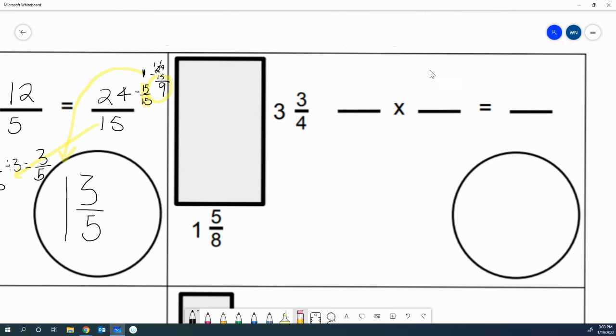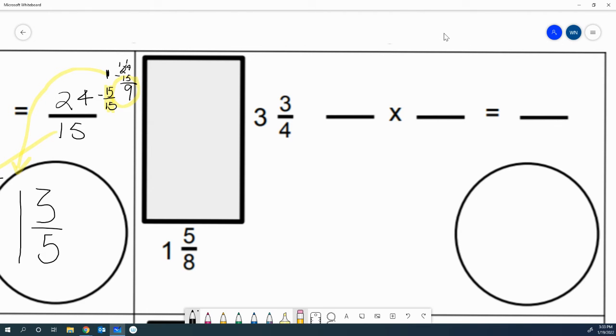Let's do our 1 5/8 times 3/4. So first things first, we are going to take a look at our 1 5/8, and we're going to turn it into an improper fraction. 8 times 1 is 8 plus 5, 9, 10, 11, 12, 13 over 8. Remember, that's how we turn it into an improper fraction. Let's look at our next one. 4 times 3 is 12 plus 3, 13, 14, 15 over 4. Our denominator stays exactly the same.